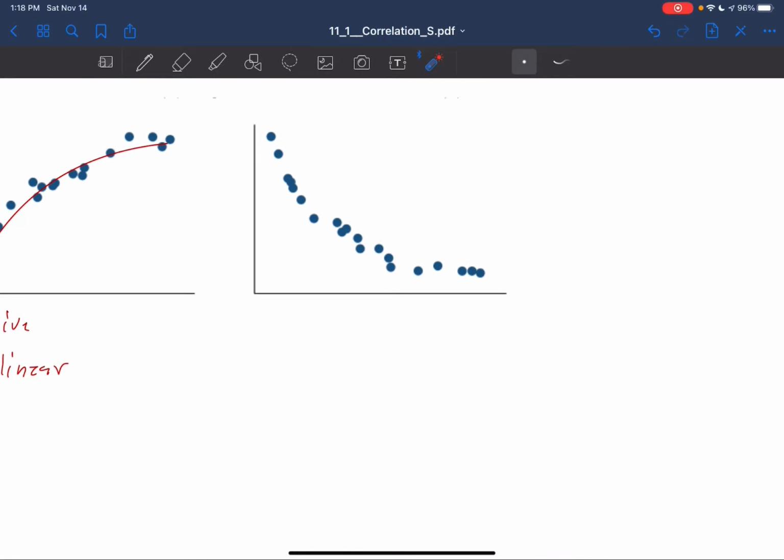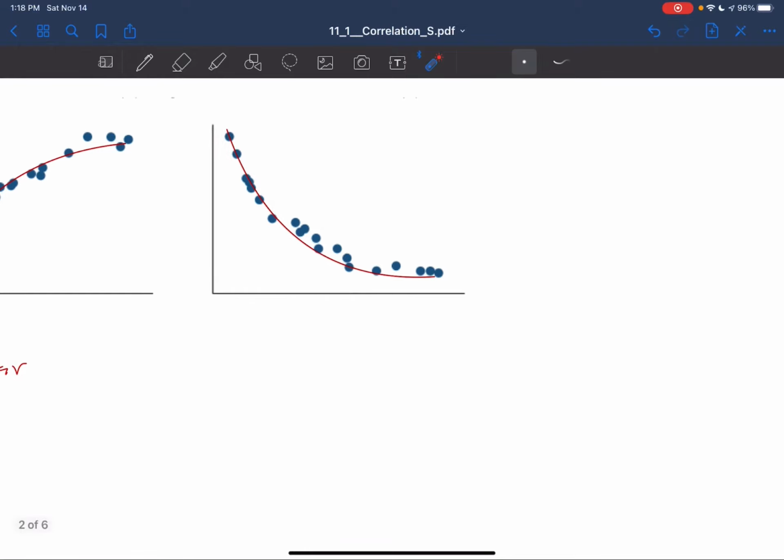How about this one? Well, we notice that it's going downwards, so there is some sort of negative association, but the points cluster in a non-linear way. It doesn't cluster into a line. So we could say that this has a negative nonlinear relationship. Negative because it's going downwards, and nonlinear because it's not clustering like a straight line. It's a different shape.